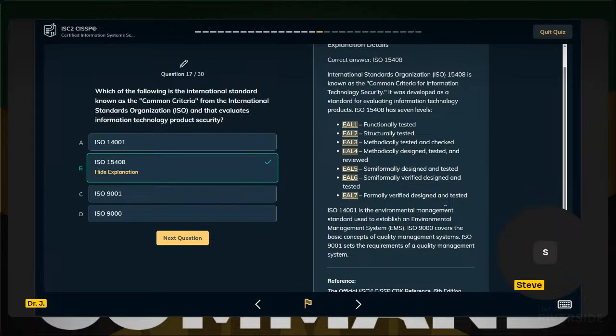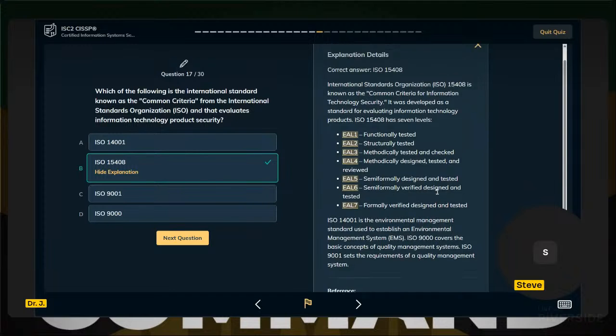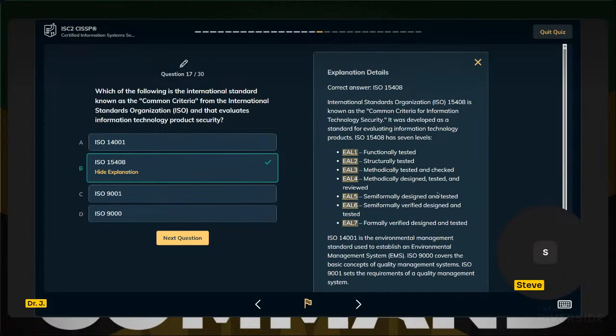So I was thinking along that, because like I said, both of them complement each other, but it's not for Common Criteria. So I was halfway there. Yeah, so ISO 15408, that's known as the Common Criteria for Information Technology Security, and it has EAL levels 1 through 7.